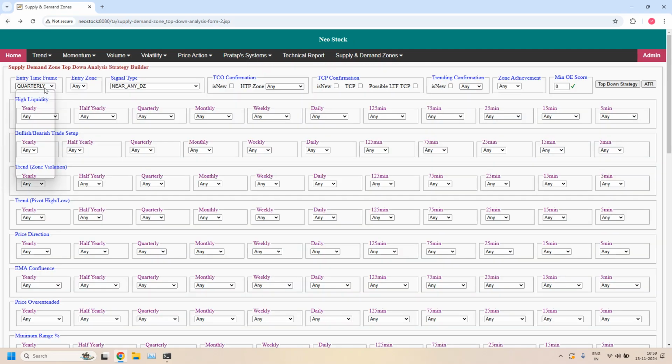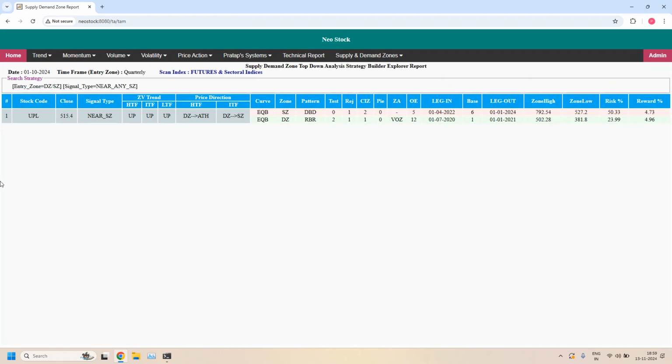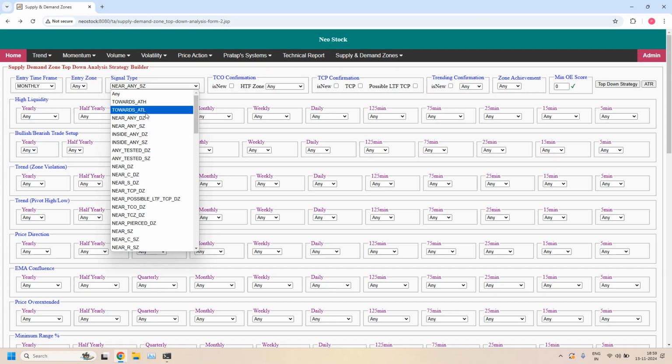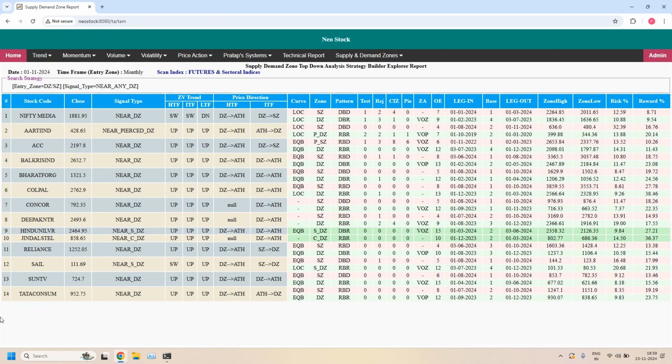Next, for quarterly time frame, let's find the stocks near quarterly supply zone. 1 stock is filtered. Next time frame is monthly. Let's find the stocks near monthly demand zone. 14 stocks are filtered.